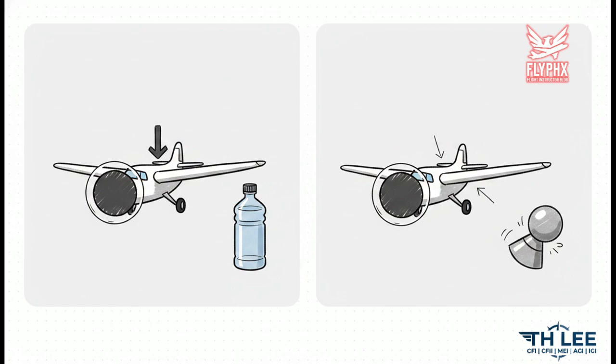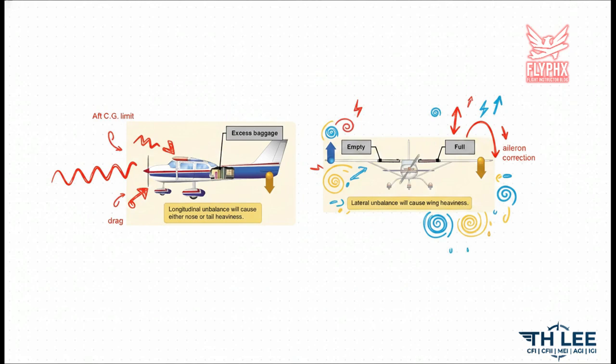If you stall with an extreme aft CG, recovery can become literally impossible. The center of gravity is just too far back to let the heavy nose naturally drop and break the stall. And keep in mind, excess baggage placed incorrectly creates longitudinal unbalance, dropping your tail and pushing you toward that dangerous aft limit we just talked about.